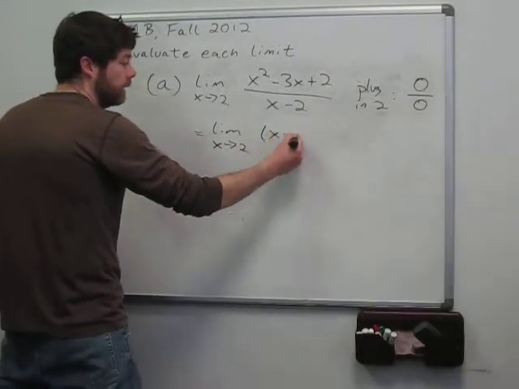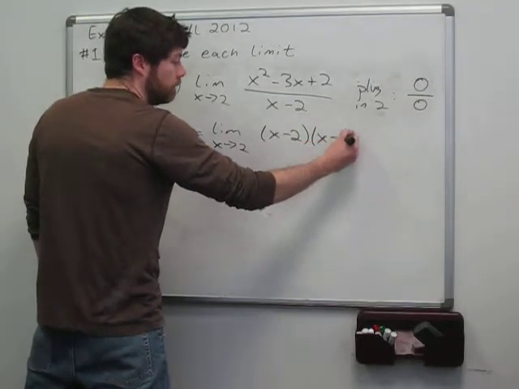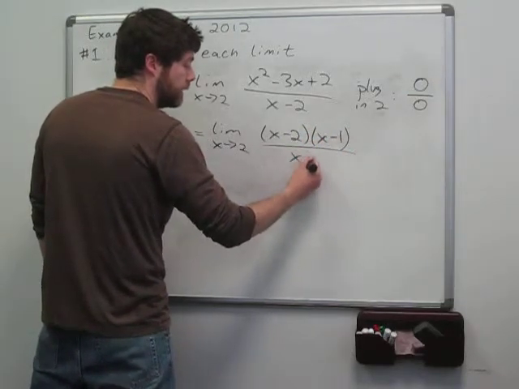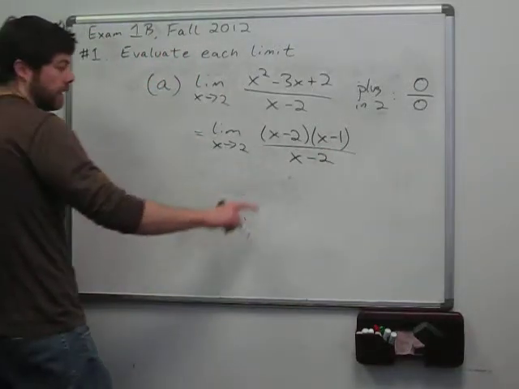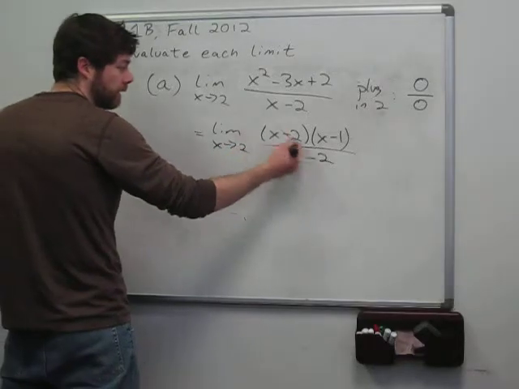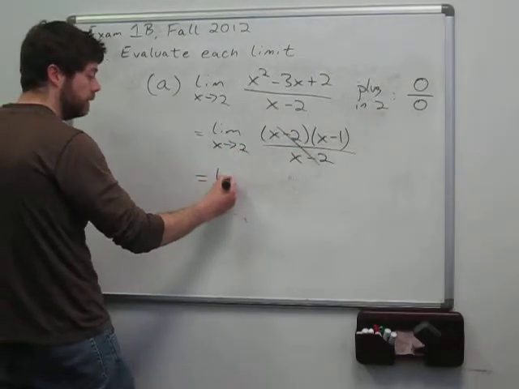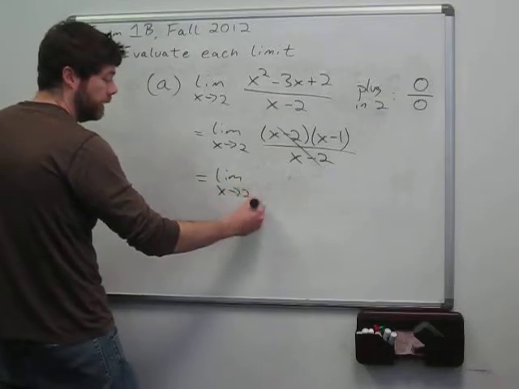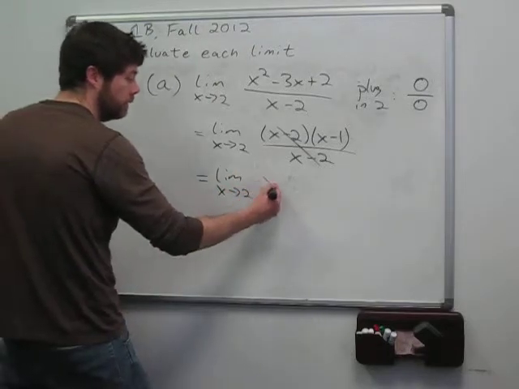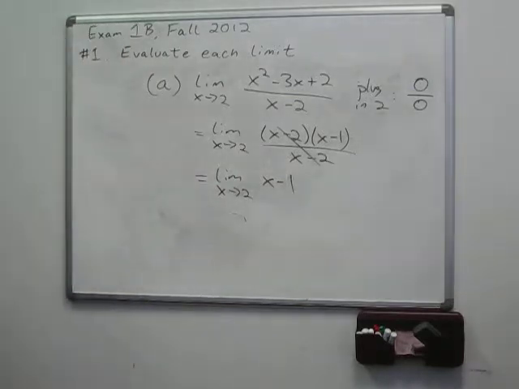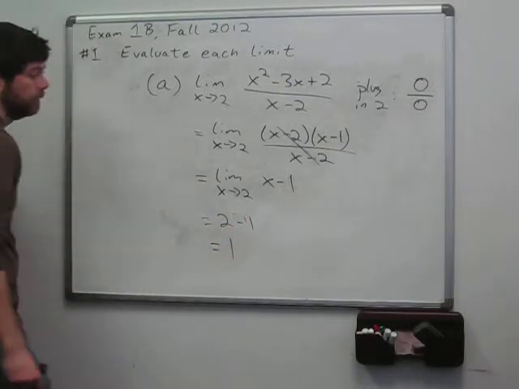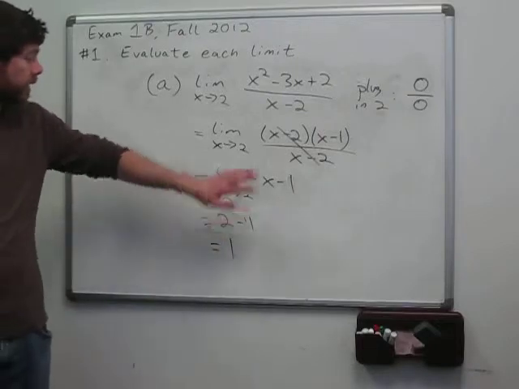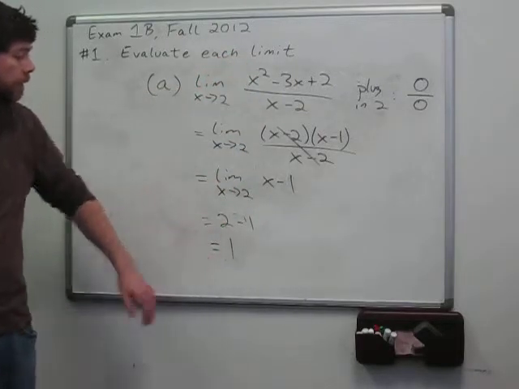So let's go ahead and factor and see what happens. The top factors as x minus 2 times x minus 1. And we see that the top and the bottom both have a factor of x minus 2. When we cancel, we are simply left with the limit as x approaches 2 of the polynomial x minus 1. And so to evaluate this limit, we simply plug 2 in for x. And we are left with this limit being equal to 1.